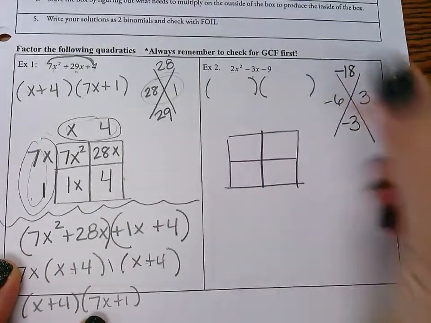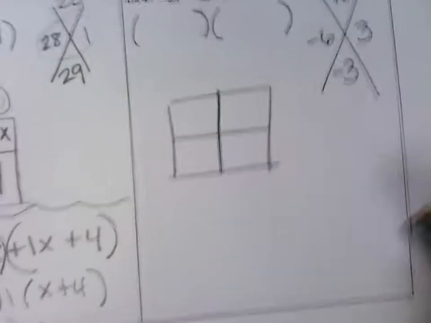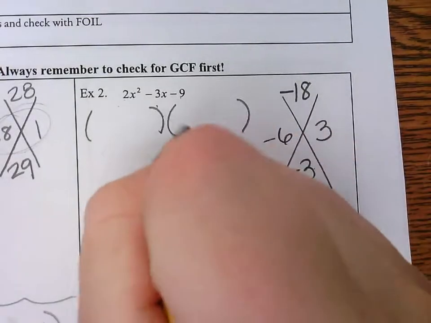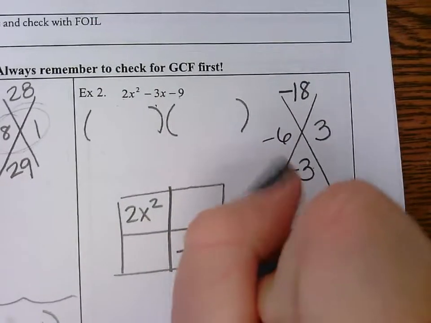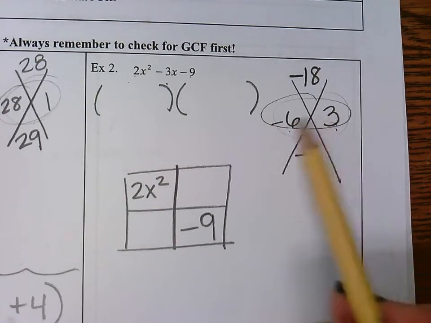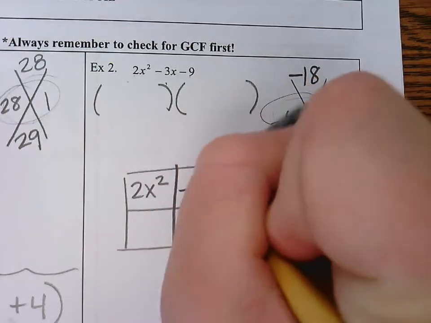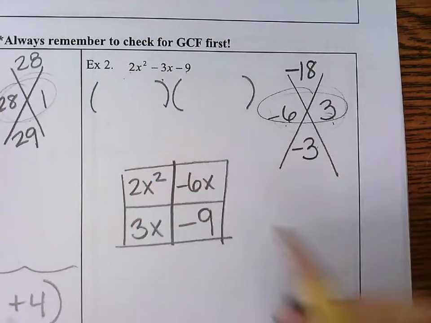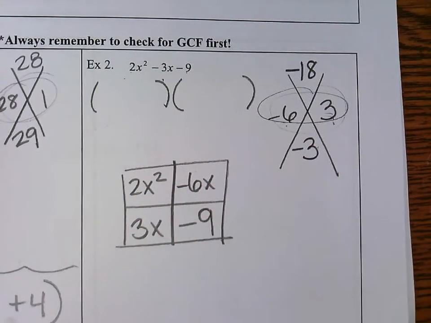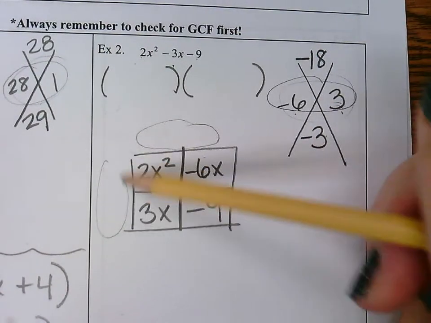So I'm writing out this trinomial just using 4 terms. 2x squared goes in the top, -9 goes in the bottom, and I'm going to use this -6 and 3 to split up this -3x. It doesn't matter where you put them. You just got to put them on the diagonal. So now you're filling in the outside of the box to get your 2 factors.